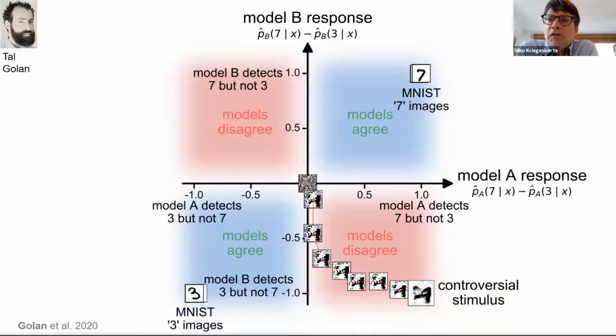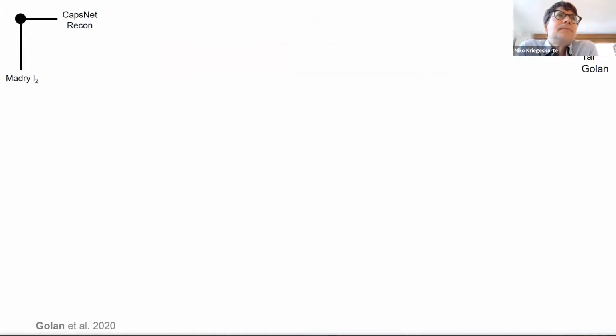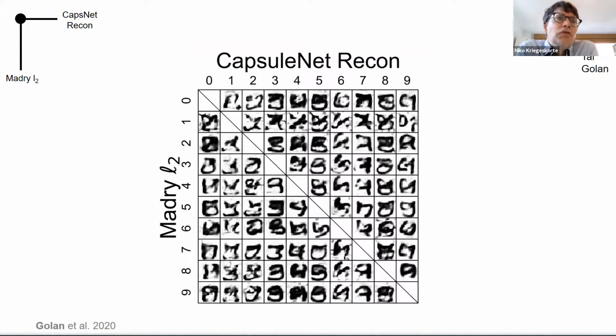So this is an example of a controversial stimulus for this MNIST data set. So in this way, we can pit models against each other. So here, let's pit CapsNet Recon versus Marjorie L2. When we do that, we can do that for all pairs of stimuli. So here, for a given pair of models, you see all pairs of stimuli. And for each of these stimuli, you can ask yourself, what does it look like to you?